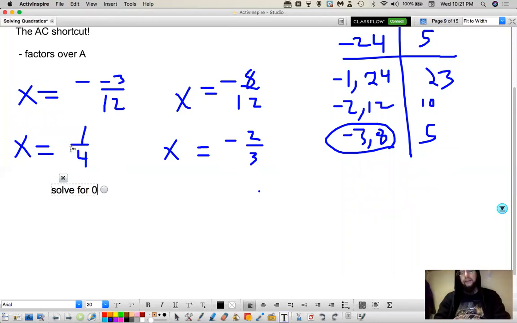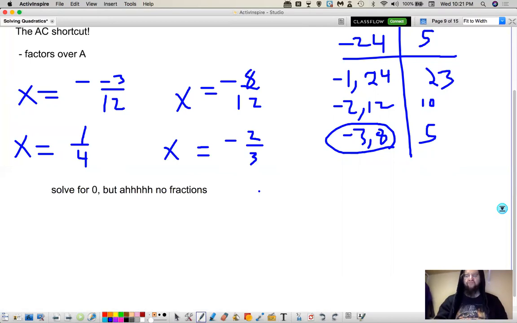Get everything to one side. But no fractions. Fractions. No one likes fractions. So here we go. I'm gonna get rid of my fractions first. How do I get rid of my fractions? Multiply by my LCD. Multiply both sides by 4. 4x equals 1. Times 4, times 4, the 4's cancel, 4x equals 1.